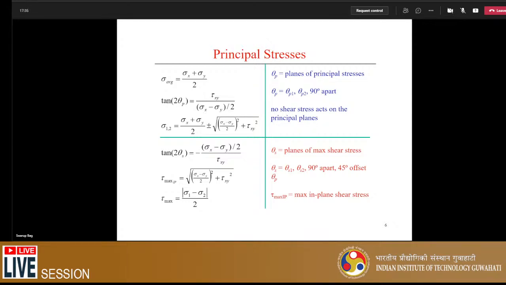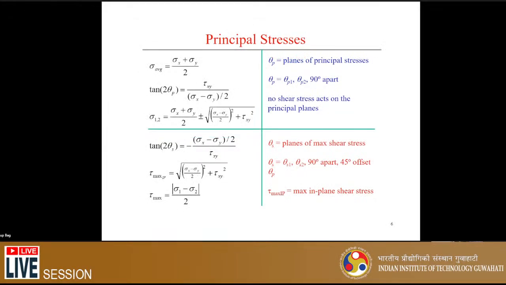Similarly, we can find out the plane of the maximum shear stress. Suppose the angle is theta s. From here, by similar relations, we can find tan 2 theta s is equal to minus (sigma x minus sigma y) by 2 divided by tau xy. From here, we can find out the value of theta s. Taking theta s1 as a reference, theta s2 is another angle for the plane of maximum shear stress. So theta s1 and theta s2 are 90 degrees apart.